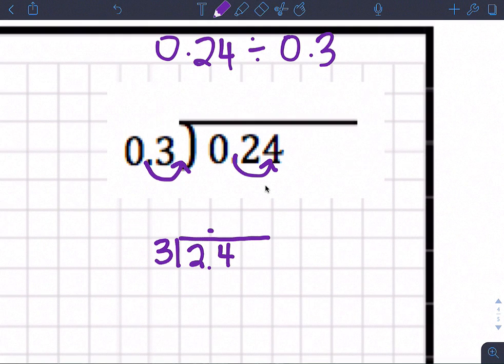So now, don't forget to move my decimal up. Does 3 go into 2? No, it does not. Does it go into 24? Yes, 8 times. 8 times 3 is 24 exactly. We are left with 0. So there is our answer there.